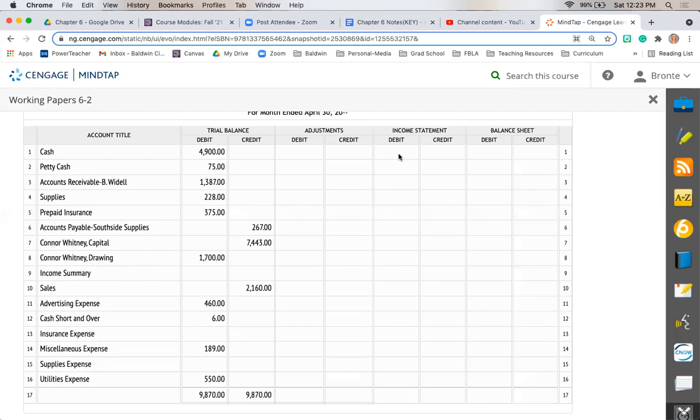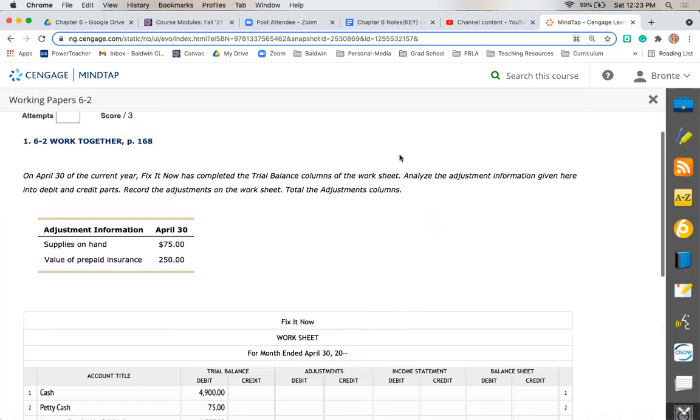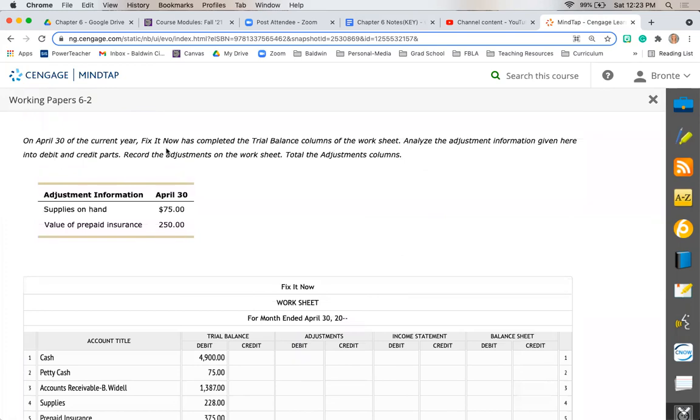So let's go to 6-2, work together. It is April 30th of the current year. Fix It Now has completed our trial balance. We have already completed that in 6-1. And we are going to analyze the adjustment information given. So here are our adjustments.